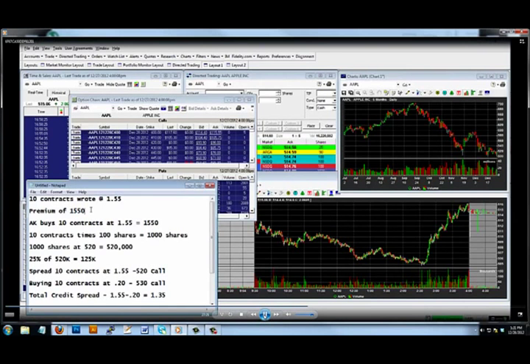Writing options gets very risky if, number one, you're naked, or number two, you don't really know how to read tape, and you don't understand where that stock could go or is going. So that's very important as well.